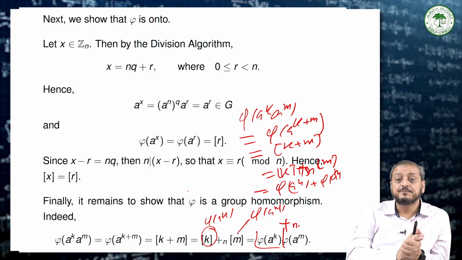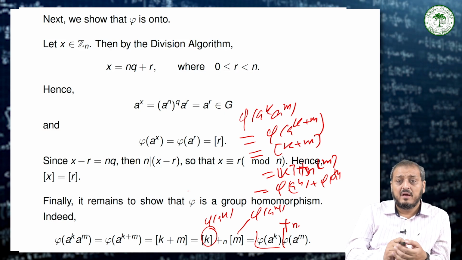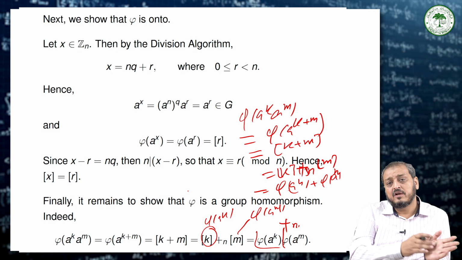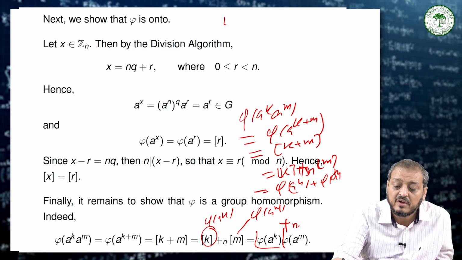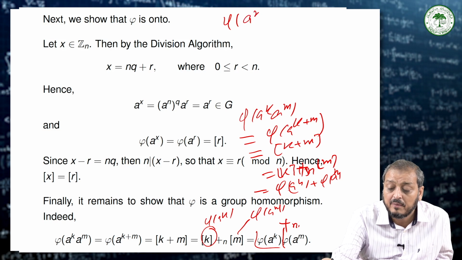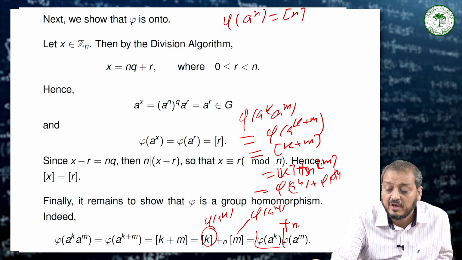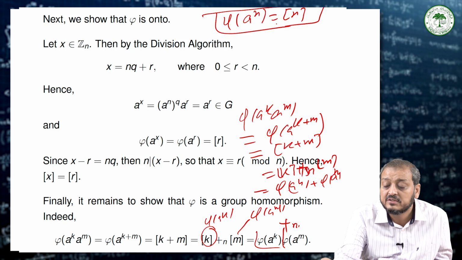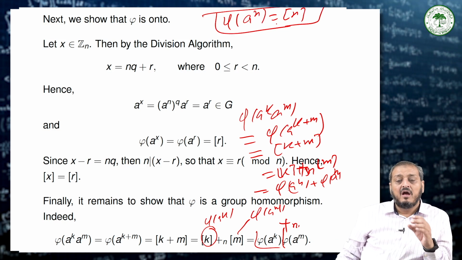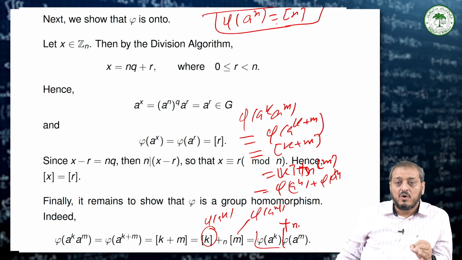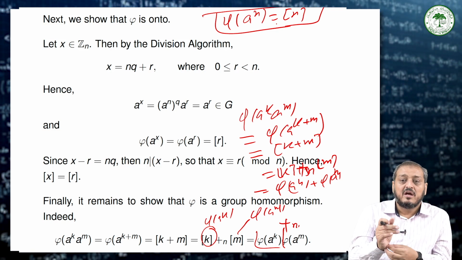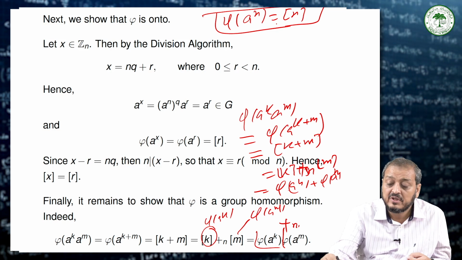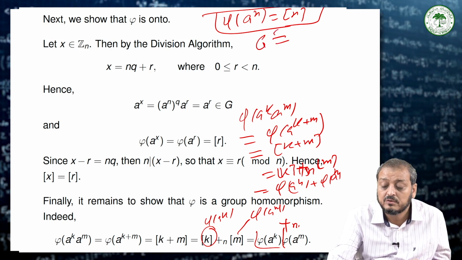So we define a map phi from the cyclic group to Zn, such that phi of a to the power x is equal to the equivalence class of x, and then we have to show that this map is well defined. Also this map is one-to-one and onto, and also preserves the homomorphism. So that clearly means that G is isomorphic to Zn.